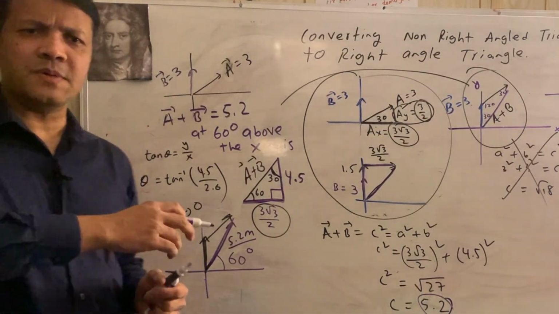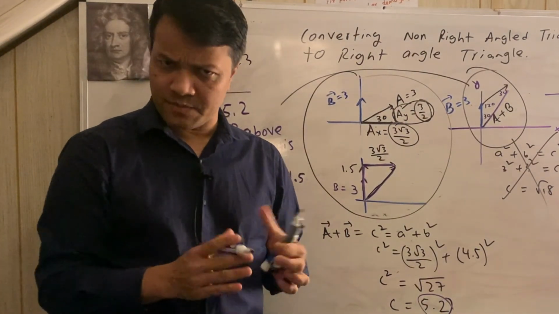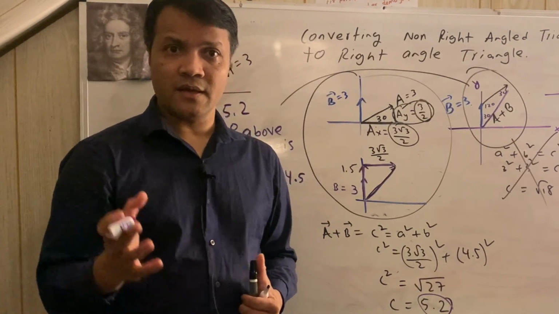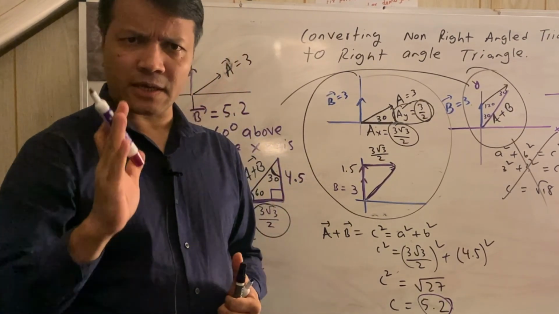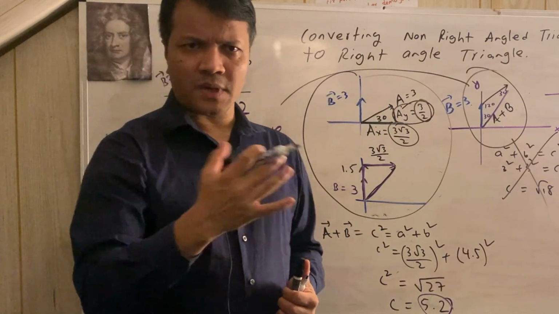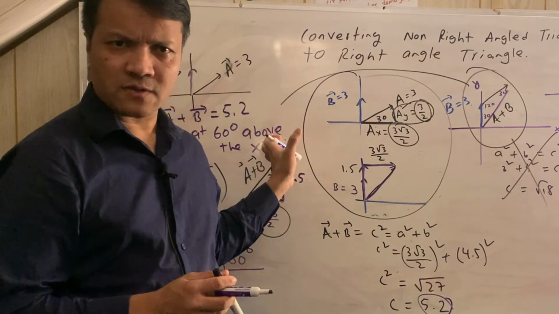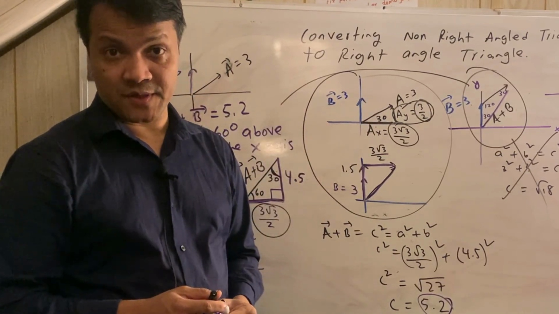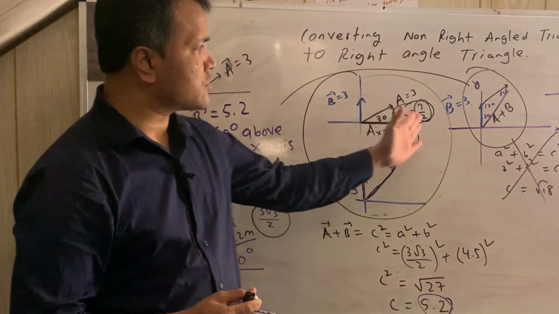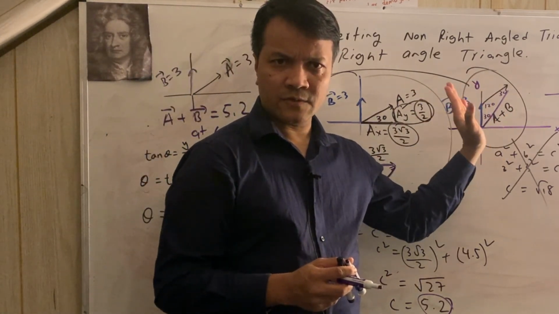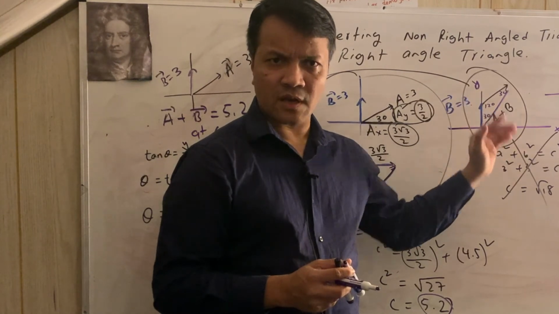All right, so in this video you learned something new which nobody ever did before, and that is converting a non-right angle triangle to a right angle triangle by using some algebra and geometry so that you can use the Pythagorean theorem. What if you don't convert it to a right angle triangle? Then you have to use the law of cosines.